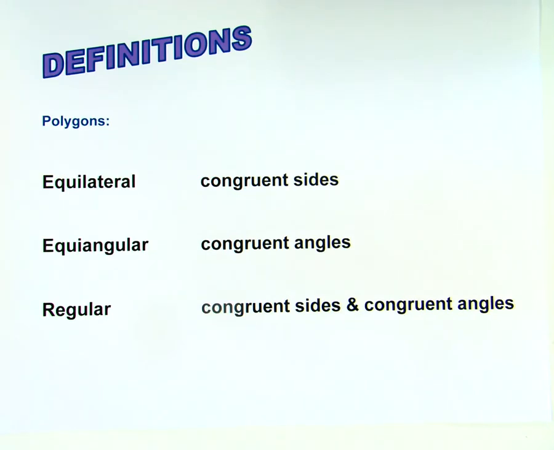We have a few more definitions to deal with for today's lesson, and that is, for polygons, we use the term equilateral when all of the sides are congruent. All the sides of the polygon have the same length. We call it equiangular when all of the angles in the polygon, the interior of the polygon, are the same measure. If it's both, we call it regular. Congruent sides and congruent angles. So the word regular has a very specific meaning in geometry.